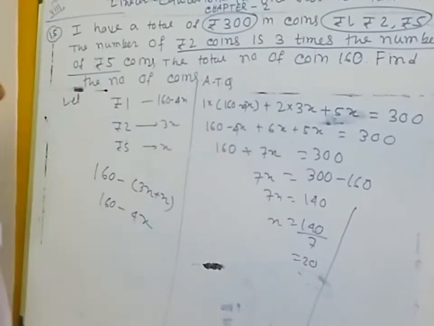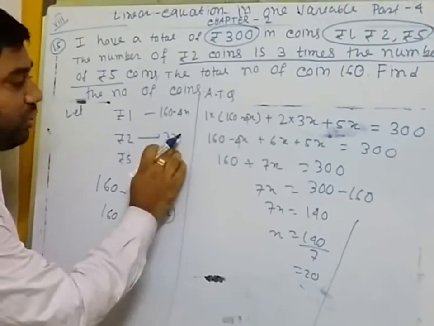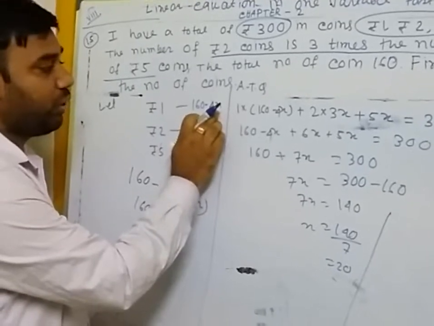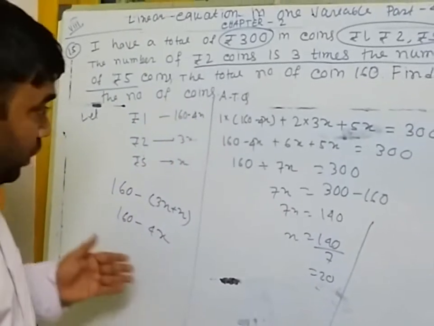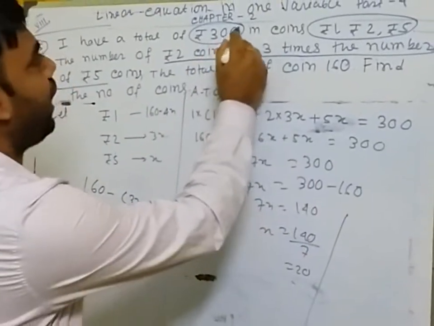If I multiply rupees 5 by x, that is the amount. Rupees 2 into 3x is the amount. Rupees 1 into 160 minus 4x is the amount. And the sum of these three amounts is rupees 300.